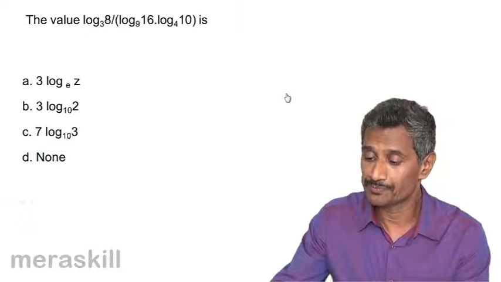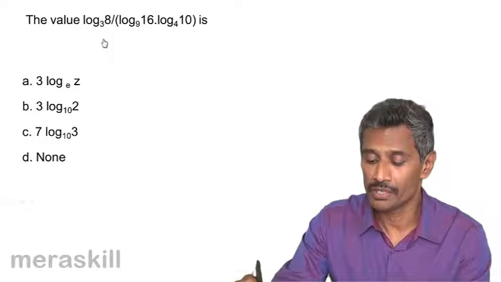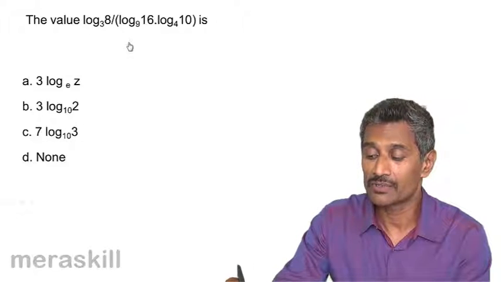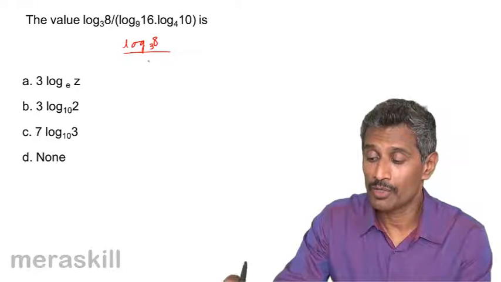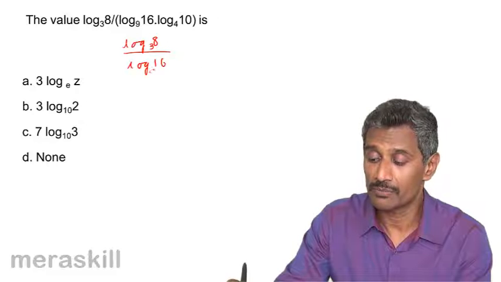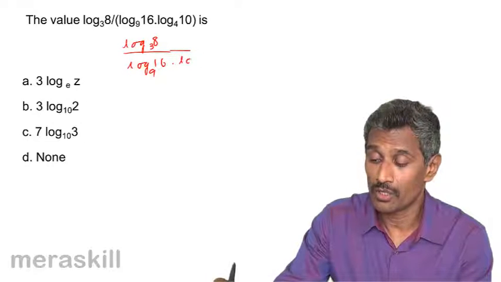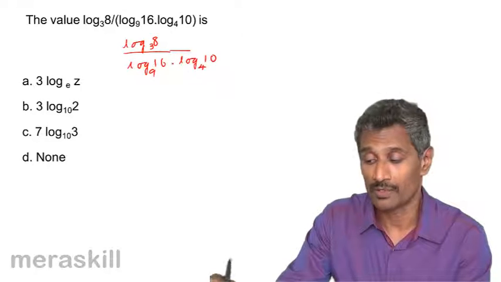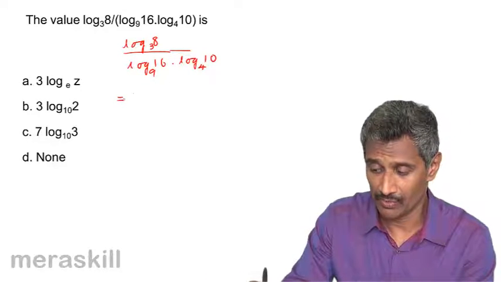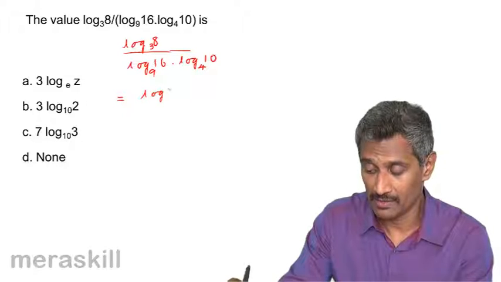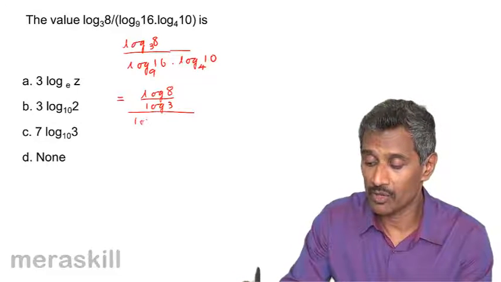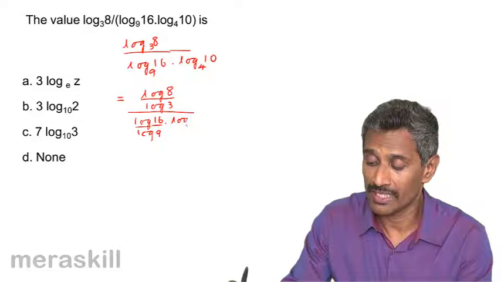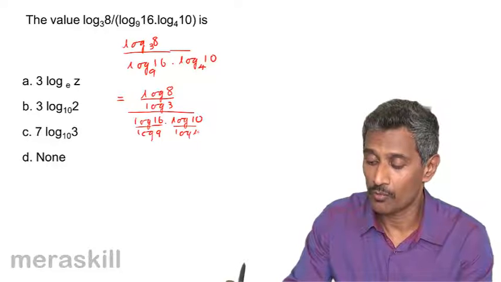Let's move further. Here we have log 8 to the base 3 upon log 16 to the base 9 into log 10 to the base 4. Again, this is all concerned with simplification. This can be written as log 8 upon log 3 divided by log 16 upon log 9 into log 10 upon log 4.